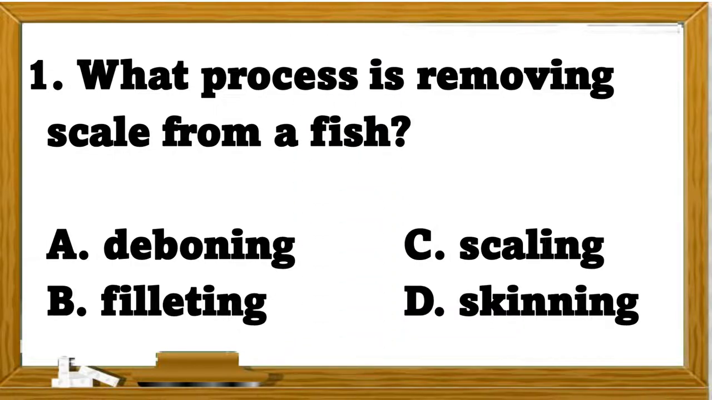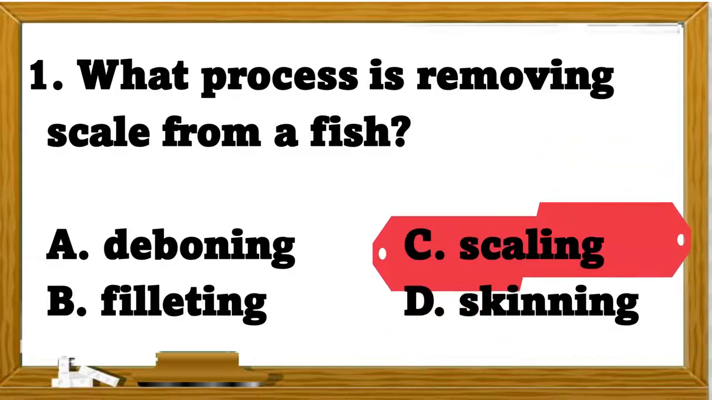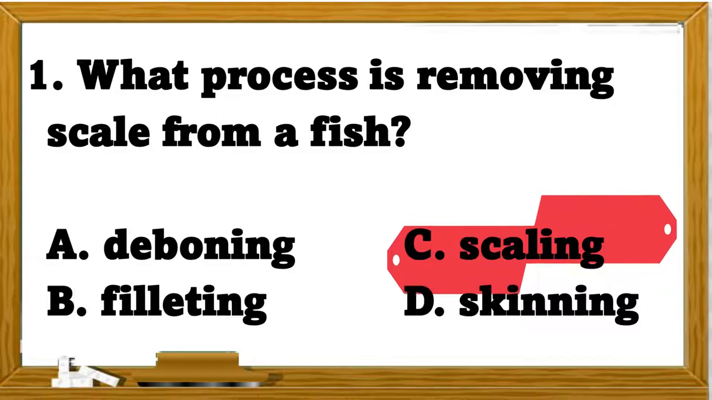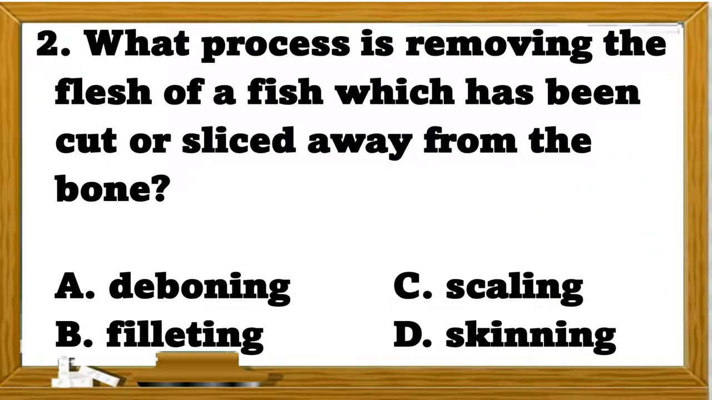The right answer is letter C, scaling. Number 2. What process is removing the flesh of a fish which has been cut or sliced away from the bone? Is it A. deboning, B. filleting, C. scaling, or D. skinning?